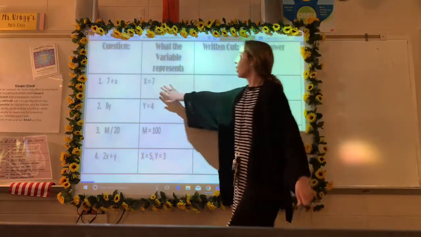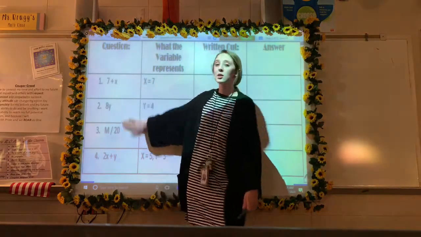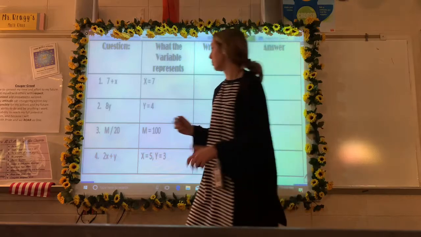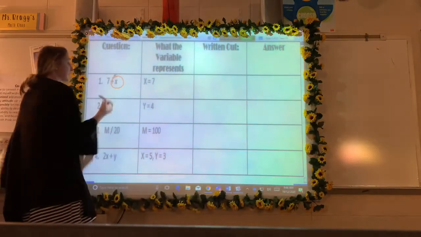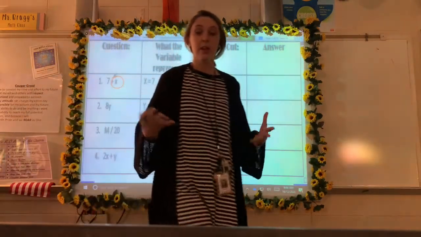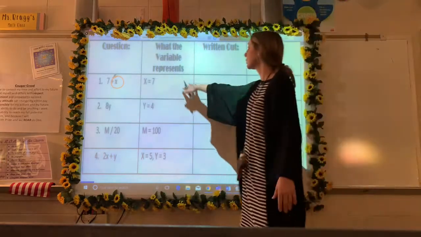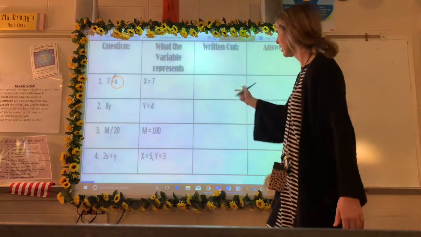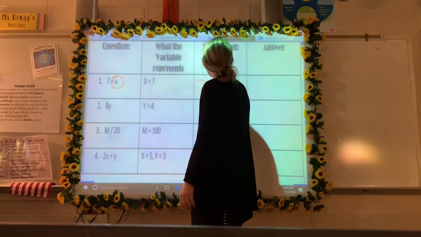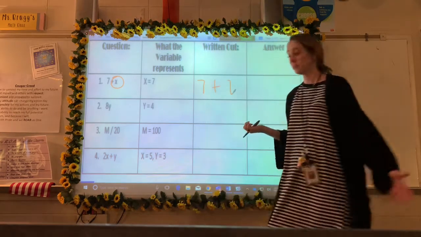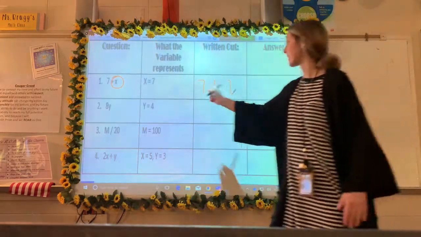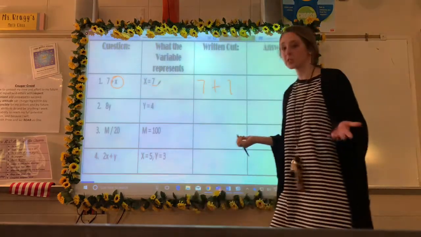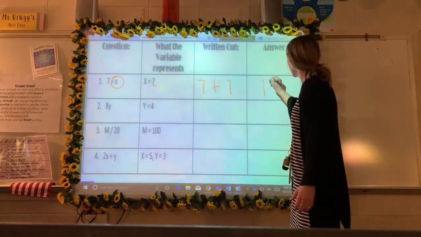Looking at number 1, we have 7 plus x. We want to know what our variable is. In this one, our variable is the x because that's the letter we're looking for. The next part tells us what the variable represents: x gives us 7. Written out, it would be 7 plus 7 because we replace that x with the 7. And then we just solve it. 7 plus 7 gives us 14.